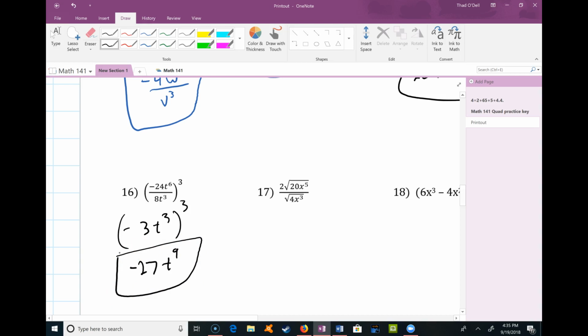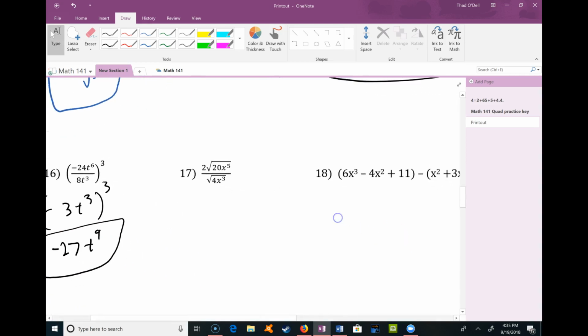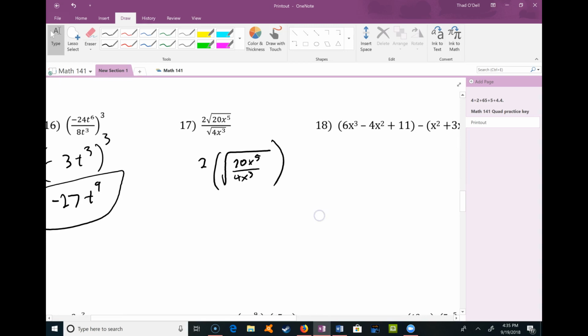Okay, this one's interesting. If you notice a shortcut here, because anytime you have two things underneath a radical, and it's multiplying or dividing, you can just combine them into one radical. So you could rewrite this as 2 times the square root of 20x to the 5th over 4x cubed. And why is that helpful? Because I can reduce. 4 will divide into 20 5 times, and x to the 5th divided by x cubed would be x squared. And of course there's still 2 sitting out there.